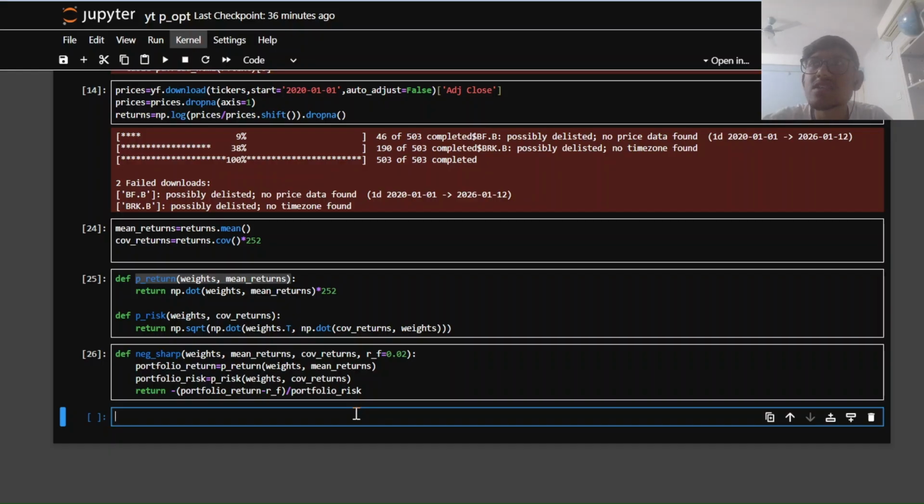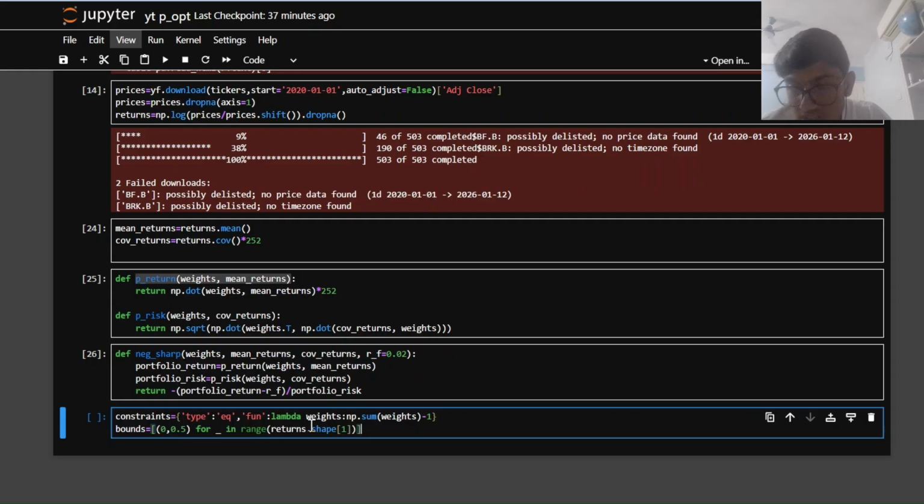So let us set our constraints to be that the sum of weights across our assets is 1, right? Because we want to basically allocate 100% of our capital into our assets, and we'll define our bounds to be that the weight for every asset is between 0 and 0.5. That basically means that we are not shorting any of our assets, and that we are not putting more than 50% of our capital into any asset, right? So this is the code for that.